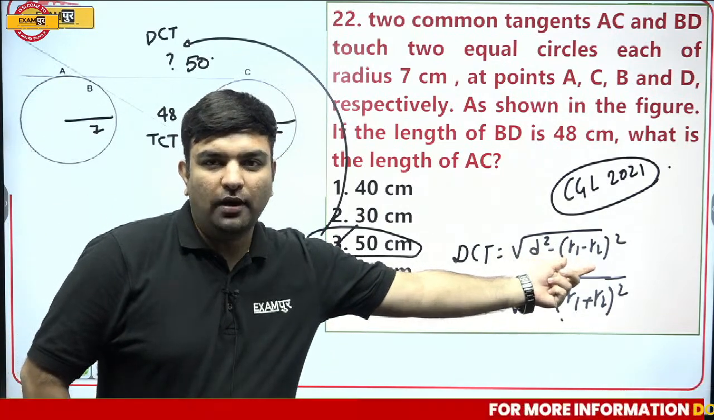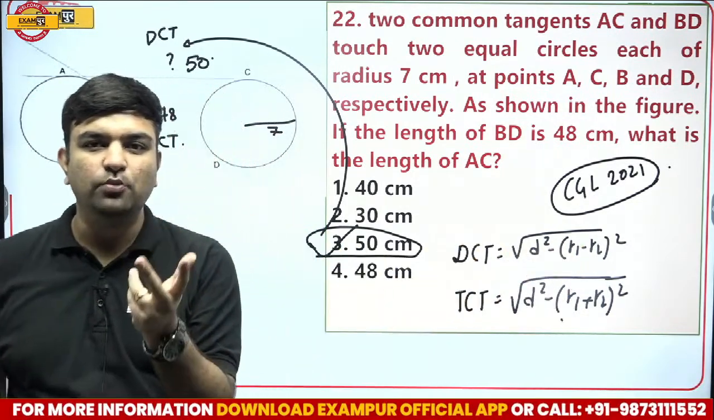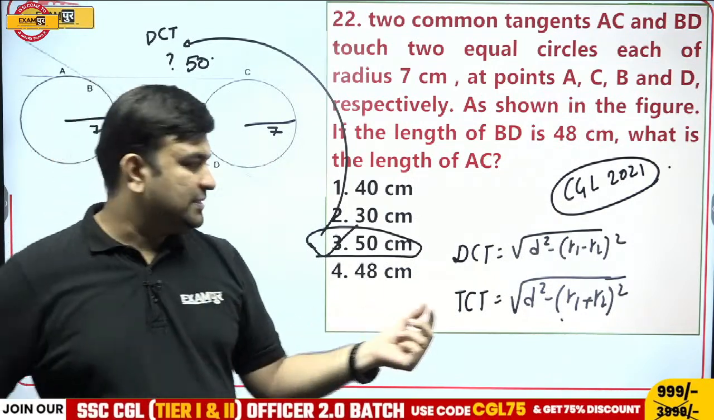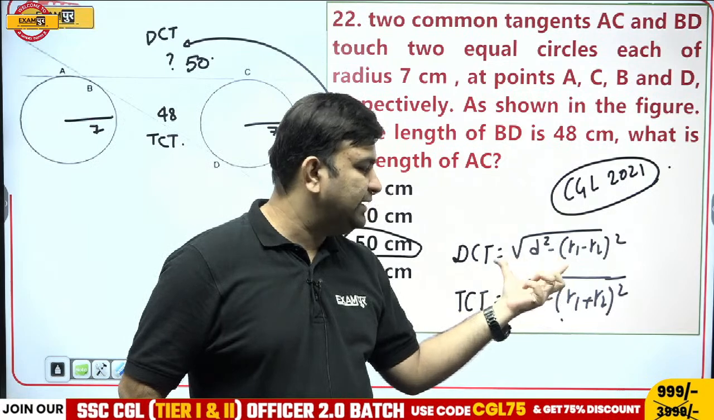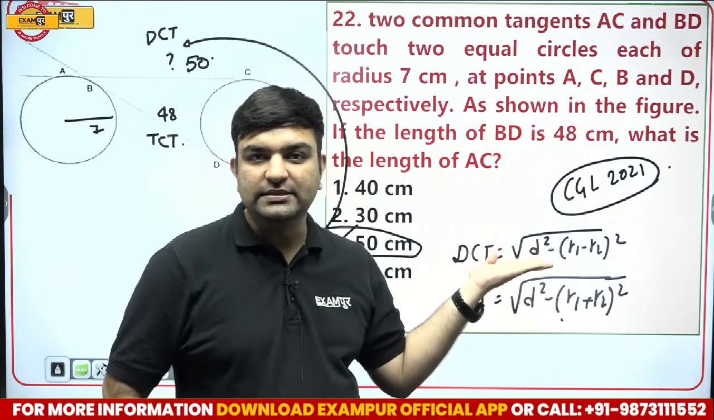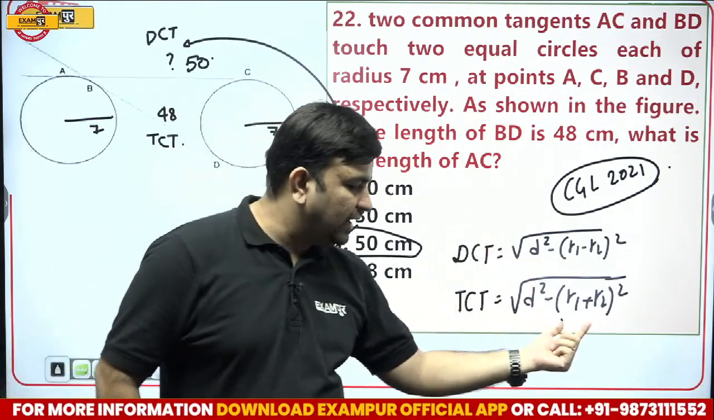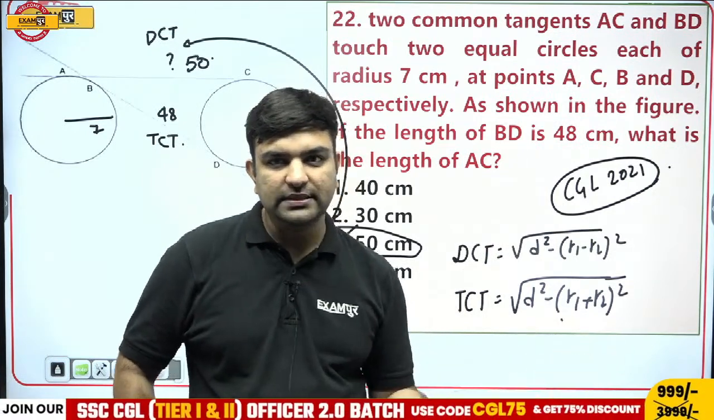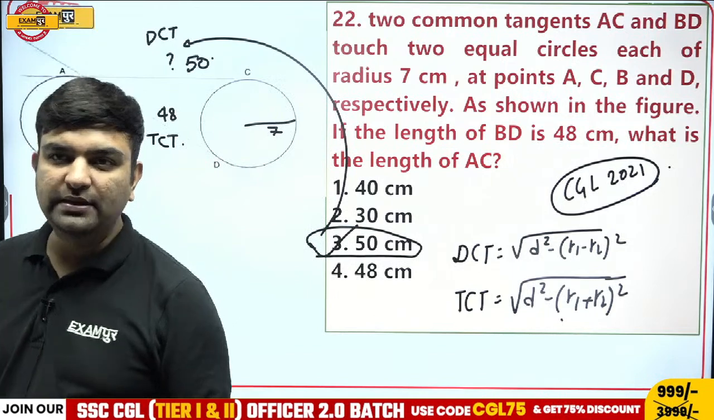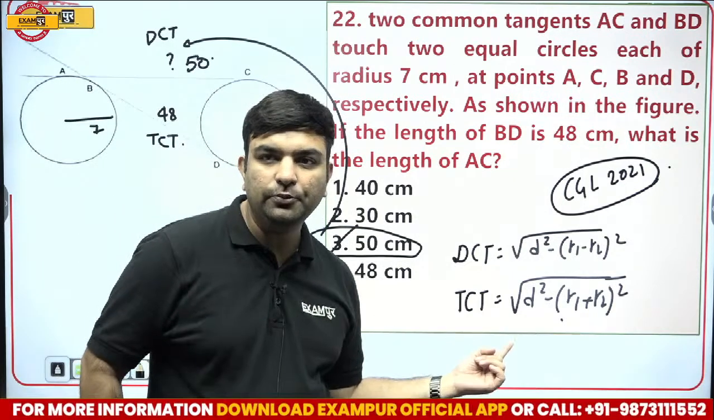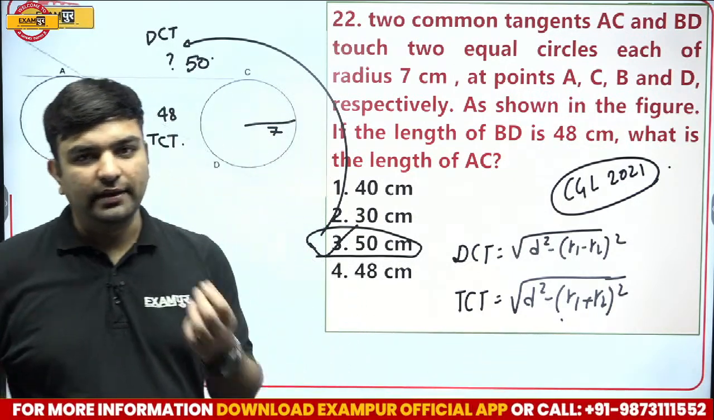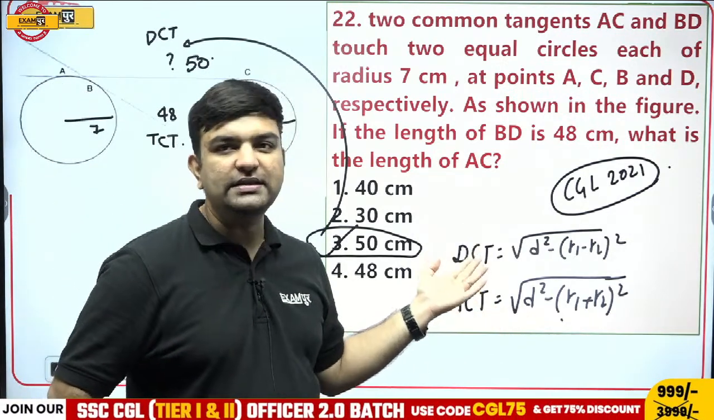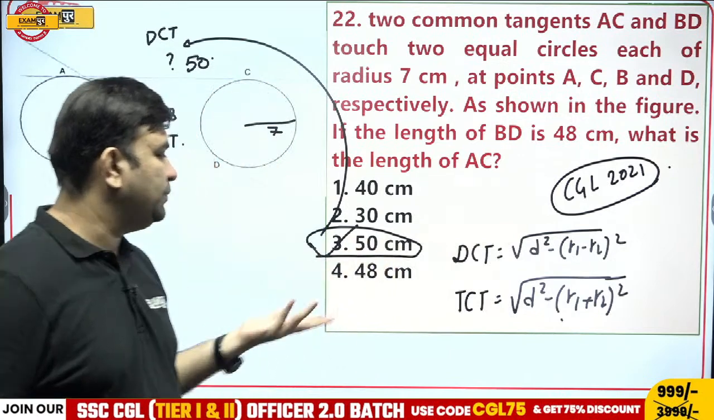R1 minus R2 is a smaller value. Subtracting a smaller value means this value is greater, and subtracting a larger value means ultimately you will get a smaller value. So TCT is smaller, DCT is greater than it. So only one option is there.